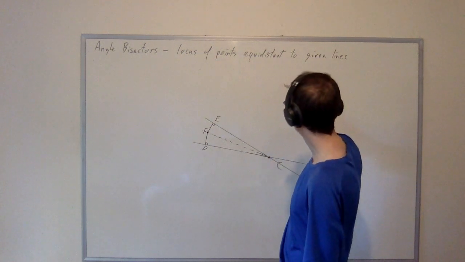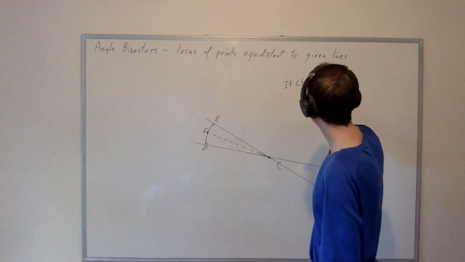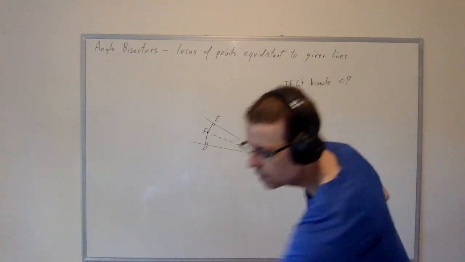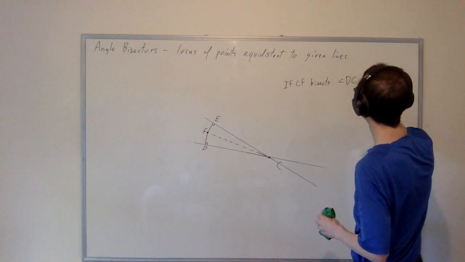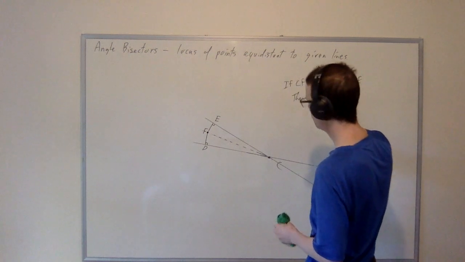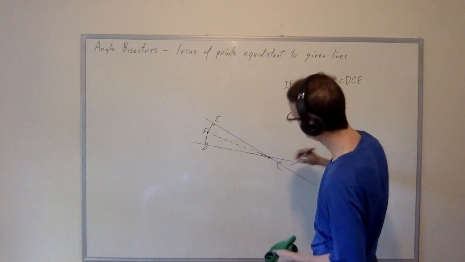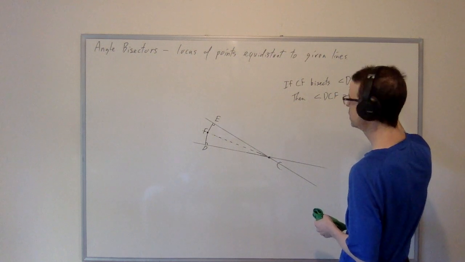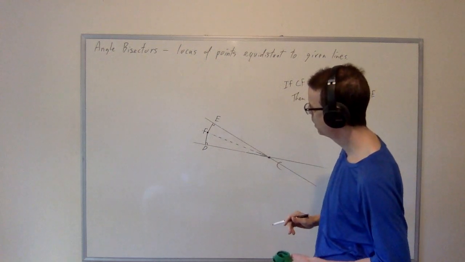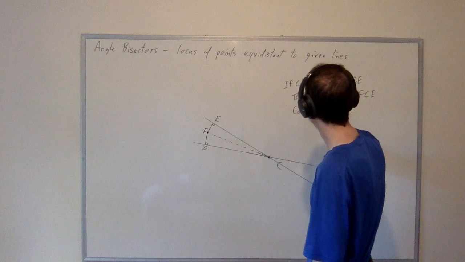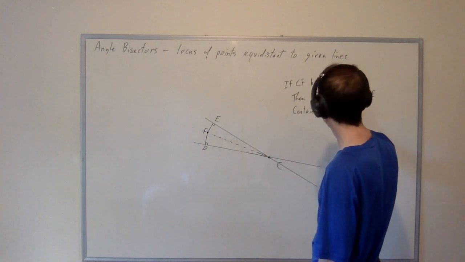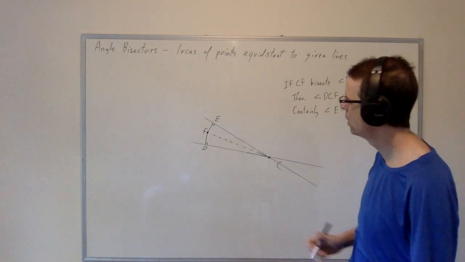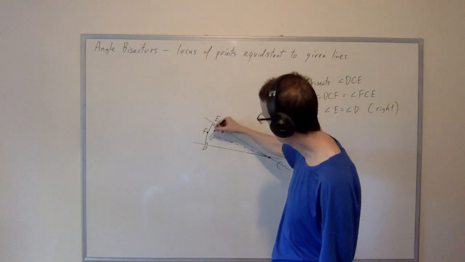If these are angle bisectors, so if CF bisects angle DCE, then the one thing we know about these angles is that this one has to match that one. So angle DCF equals angle FCE here. Those two angles are equal. And certainly, we have angle E equals angle D because they're right angles. And so that gives us an angle equality and another angle equality.